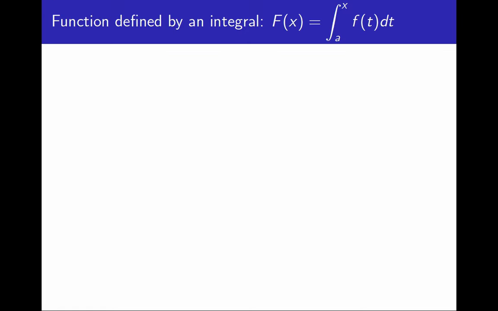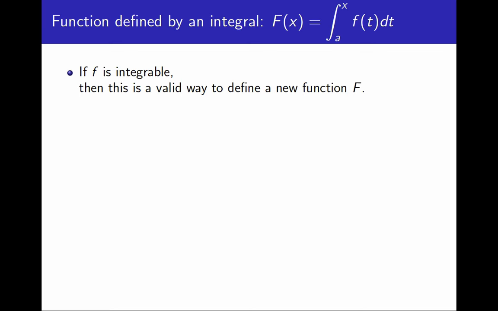The third concept is a function defined by an integral. For example, big F of x is the integral from a to x of little f of t dt. In a certain way, this is a definite integral because it's the integral from a to x, except that the second end of integration, x, now I'm not thinking of it as a fixed constant, but as the variable of a new function big F. So for each value of x, I get a different number, and that's why this is a function of x.